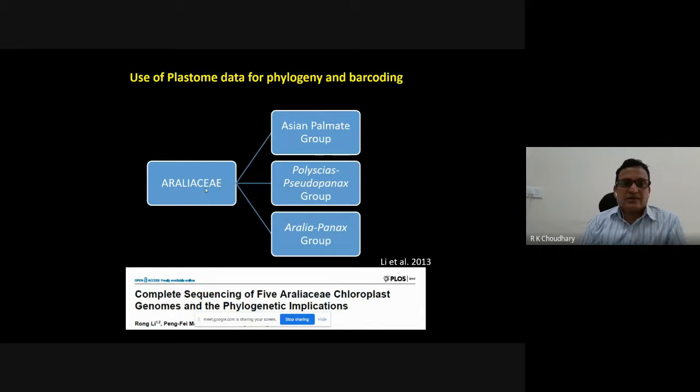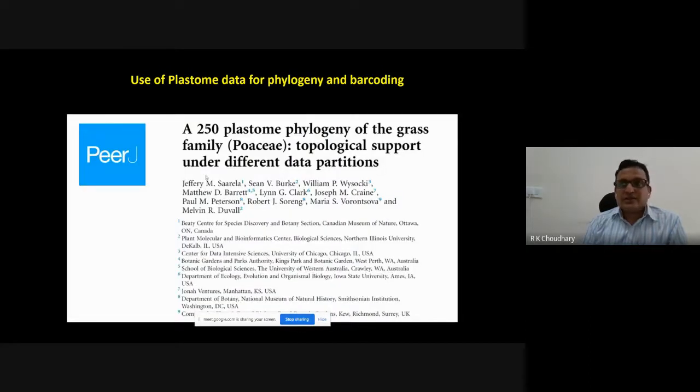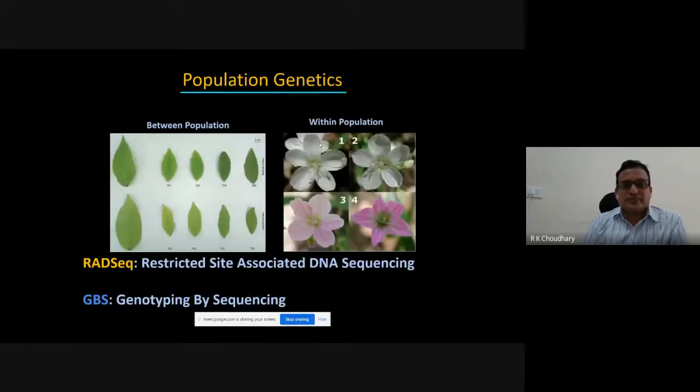But things are just evolving each and every day. Nowadays, people are using more and more plastome data, like 250 plastomes or more, putting them together and trying to understand the relationships.